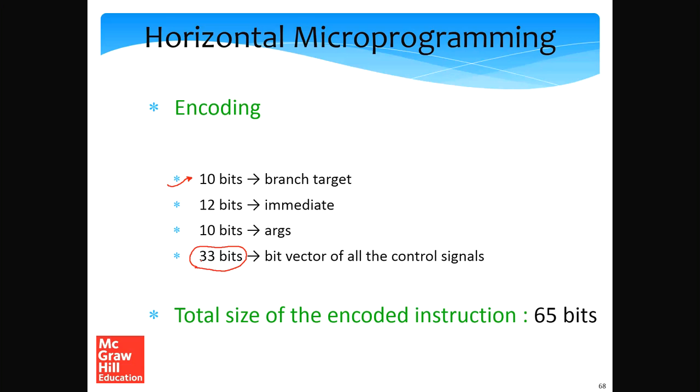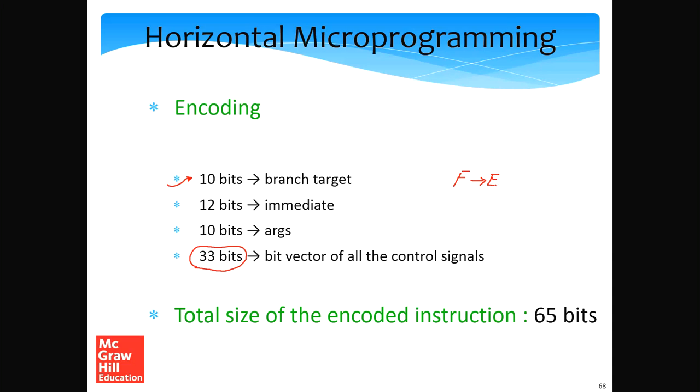Where does 33 come from? Well, readers need to go to the book, so a breakup is given. But the long and short of it is that we are getting rid of the decode stage completely, because the decoded information will be part of the instruction's encoding. So we don't need a separate decode stage. So this will essentially be a 2-stage processor where you have fetch and execute.